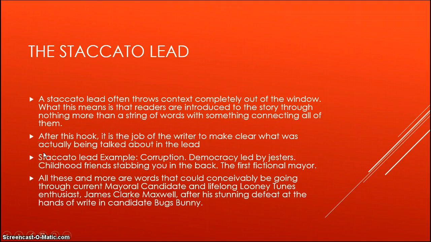Also, the staccato lead. A staccato lead often throws context completely out the window. What this means is that readers are introduced to the story through nothing more than a string of words with something connecting all of them. After this hook, it is the job of the writer to make clear what was actually being talked about in the lead through a nut graph. So an example: Corruption, democracy led by jesters, childhood friends stabbing you in the back, the first fictional mayor. All these and more are words that could conceivably be going through current mayoral candidate and lifelong Looney Tunes enthusiast James Clark Maxwell after his stunning defeat at the hands of writing candidate Bugs Bunny.